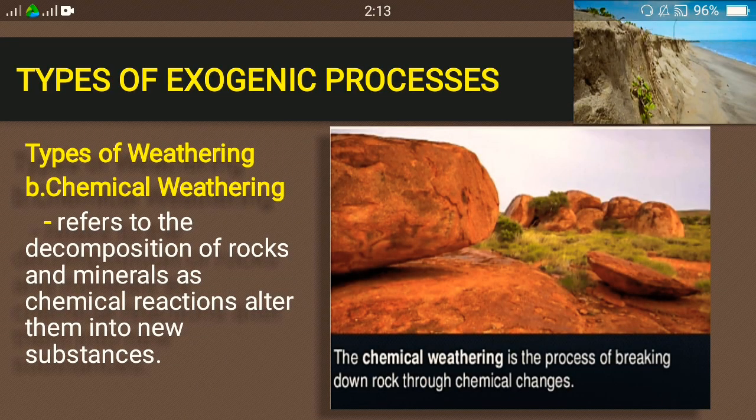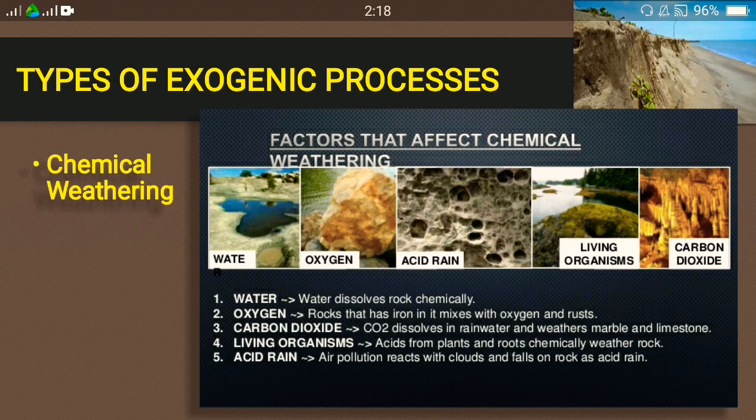Another type of weathering is chemical weathering. It decomposes rocks through a chemical change in their minerals. There are several factors that affect chemical weathering. We have water. Water dissolves rock chemically. And we have the hydrolysis process, wherein igneous rocks have much silica, which readily combines with water. Oxygen: rocks that have high iron in them mix with oxygen and rust.